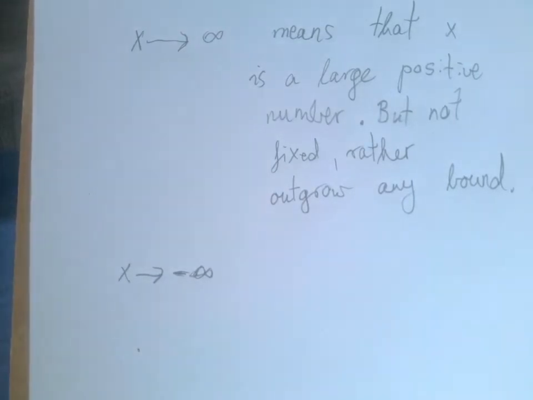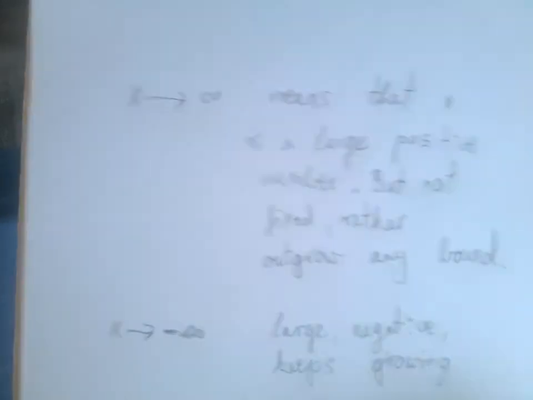So x is large, x is negative, and it keeps growing, and it outgrows any number we can think of. Why do I keep bothering you with this bound thing? Why don't I just say increasing? Here is the problem. You can increase and not approach infinity.